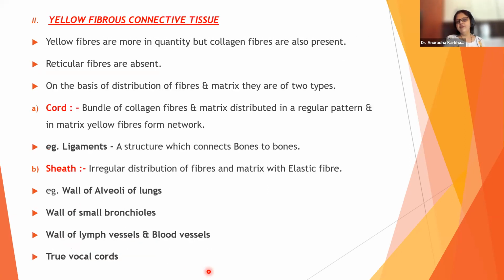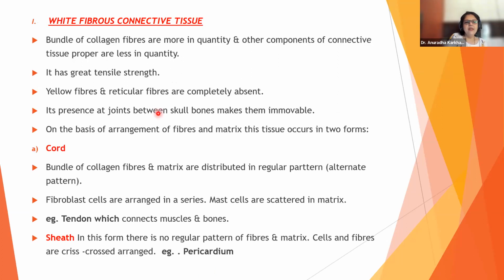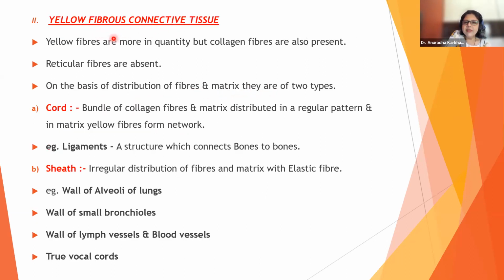Where are yellow fibrous connective tissues found? And what are those? Yellow fibers are more in quantity, but collagen fibers are present in them. This means collagen fibers can exist all alone without the yellow fibers, but the yellow fibers require at least some amount of collagen fibers. So here they have given: yellow fibers and reticular fibers are completely absent in white fibrous connective tissue, while in yellow fibrous connective tissue, collagen fibers are present. Of course, reticular fibers are absent.